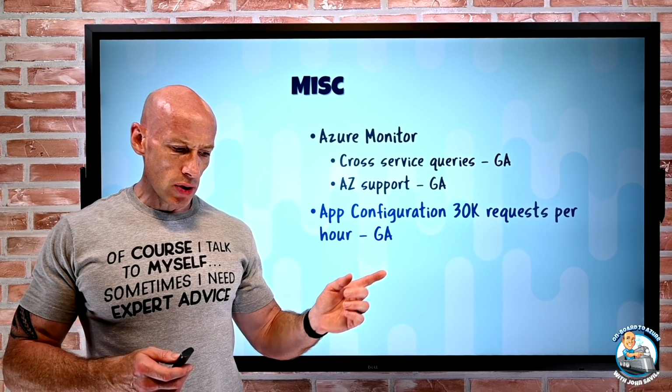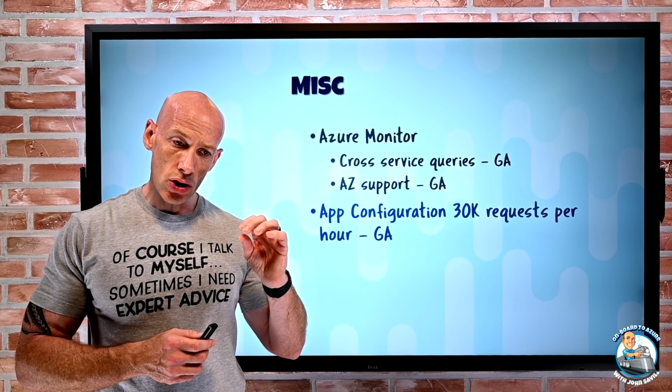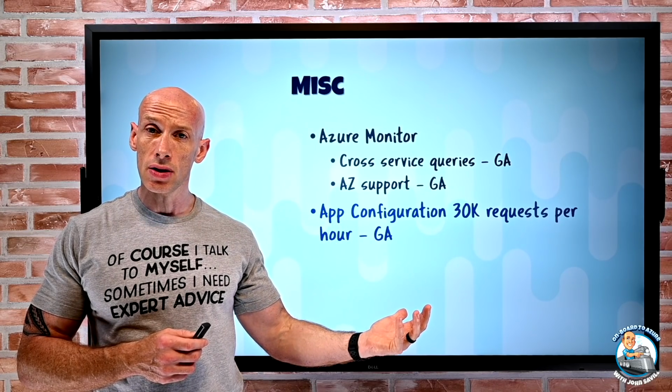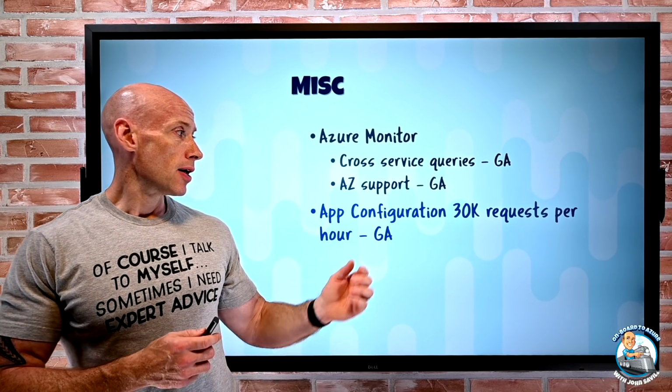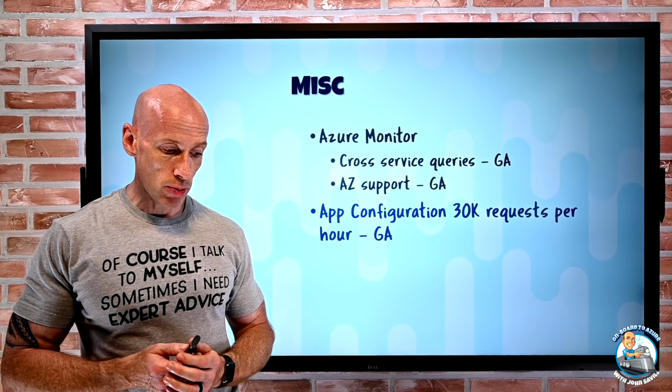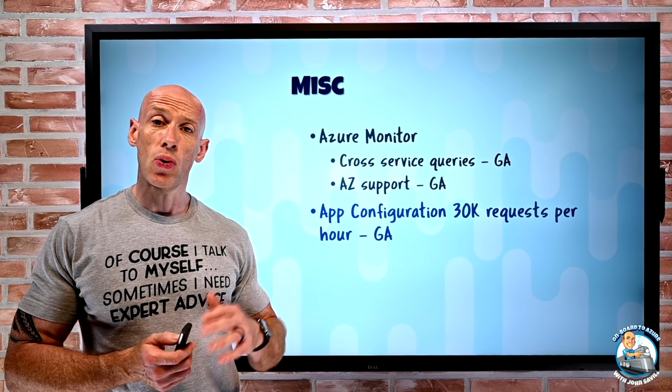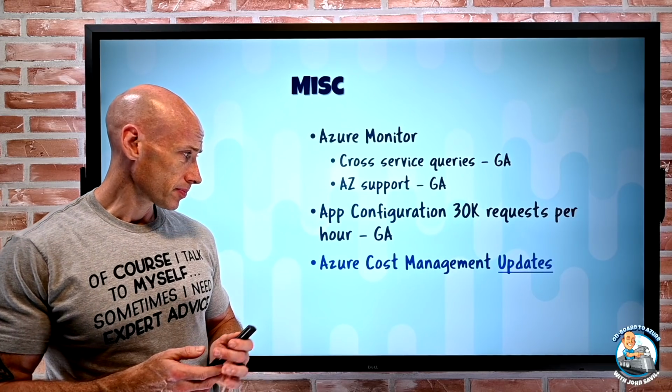App Configuration, which is that central service I can use to store application configurations that I can then use by my apps, now supports 30,000 requests per hour. That is up from 20,000 requests an hour.